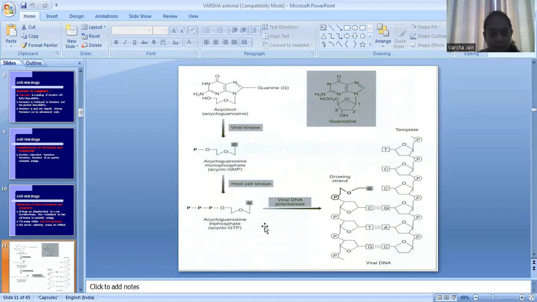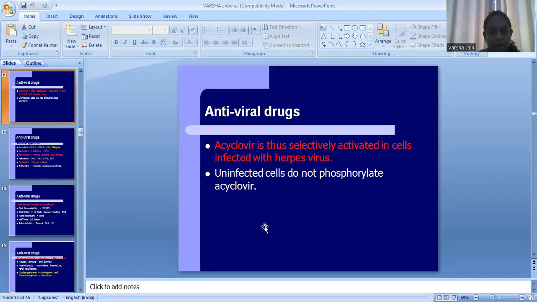So this is the mechanism: acyclovir is converted to acycloguanosine monophosphate, that is acyclo-GMP. This then undergoes conversion by host cell kinases to acycloguanosine triphosphate. Again, it acts on viral DNA polymerase, which acts on the viral DNA. Thus acyclovir is selectively activated in cells infected with herpes virus.